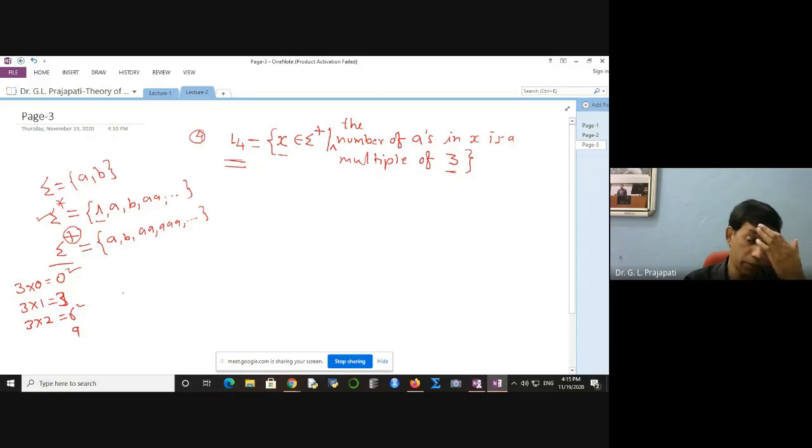And we need to construct the grammar. And again, this is the language that contains many possible strings, infinite possible strings. So how can you obtain the grammar for this language that satisfies this property?